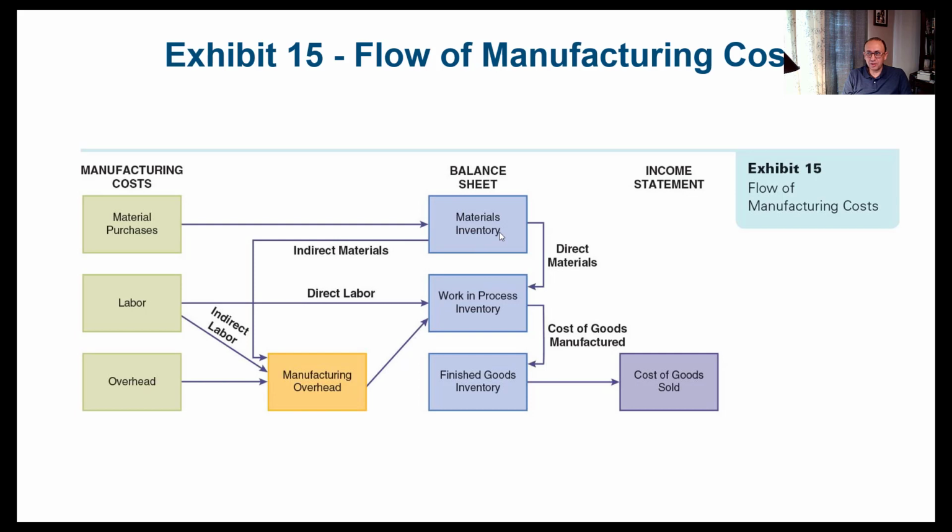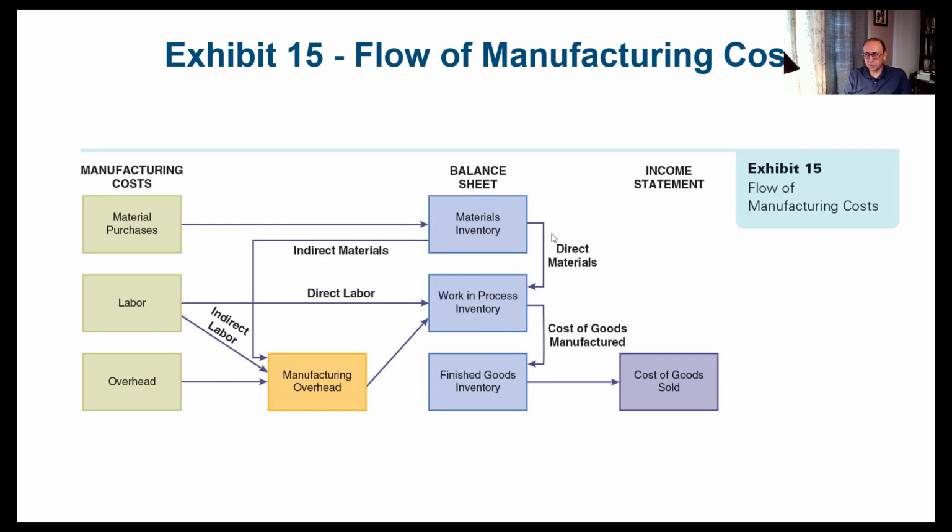And remember, on the balance sheet, we have three types of inventory. We have material, we have work in process, and we have the finished goods. So we have the raw material inventory, we have the work in process inventory, and we have the finished goods inventory. So the material purchase would go into the material inventory. Then the labor, the cost we incur for labor, can be either direct labor or indirect labor. If it's direct labor, it goes directly into the work in process because once we use the material and labor start working on it, that would be part of our work in process inventory.